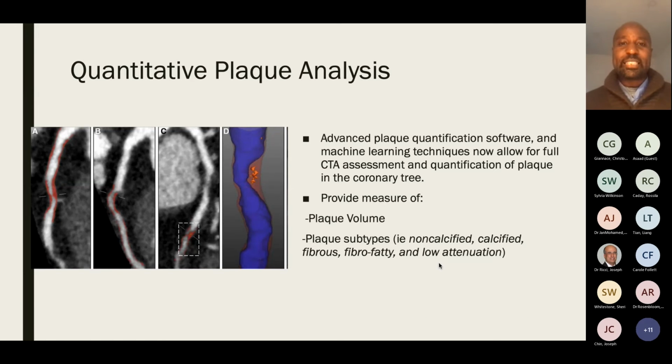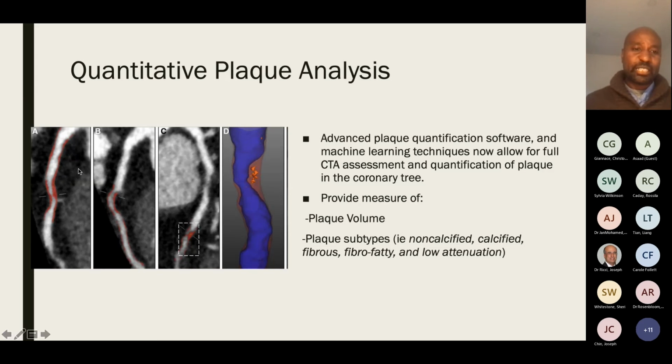So a simple tool to get a sense of plaque extent, and it is prognostic, but now there are more advanced ways to analyze plaque extent, especially with some of the more sophisticated software that's becoming available to institutions. And so there's now advanced plaque quantification software, and with AI techniques, they allow for a full CT assessment and quantification of plaque in the coronary tree, and they provide measures of the total volume of plaque, as well as stratifying it into plaque subtypes, where you have non-calcified, calcified, fibrous, fibrofatty, and low attenuation.